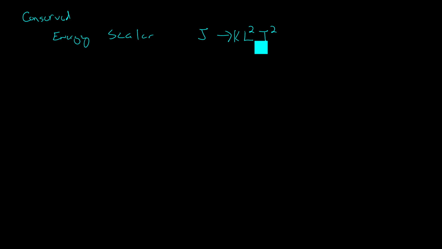Oops, mass, sorry. So the joule is mass, length squared, per time squared, and we tend to see it as what? The newton-meter, right? Because a newton is a kilogram meter per second squared, and then we multiply by the meter. And so energy is our first conserved quantity, and it's a scalar.